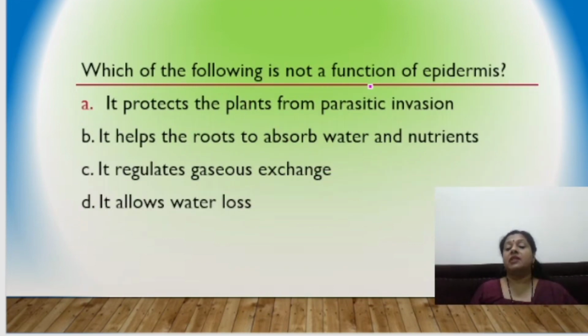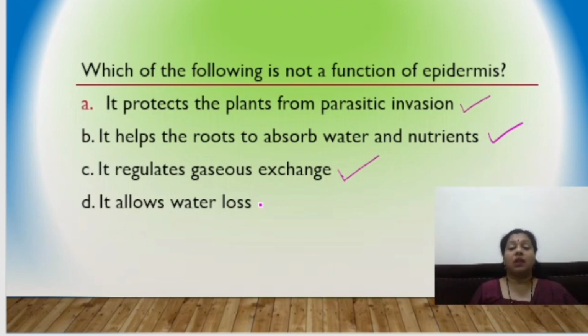Which of the following is not a function of epidermis? You know, epidermis is the outermost thin covering of the plant body. It protects the plant from parasitic invasion. Yes, all the infections are prevented by epidermis. It is like a skin for the plant. It helps the roots to absorb water and nutrients. Of course, in the root there are small outgrowths called root hairs which help in this process. It regulates gaseous exchange because the epidermis has some stomata which can allow the gaseous exchange.